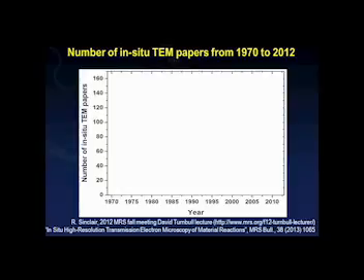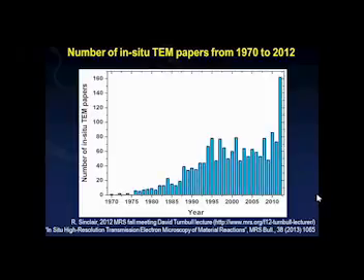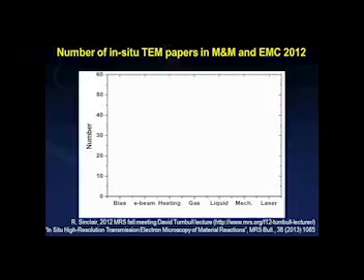So I would like to start off with this slide that shows the number of in-situ TEM papers published from 1970 to the year 2012. As you can see, when the field first started in the 1970s or so, there were relatively fewer than 5 papers published each year. But you can see that there's a leapfrog in the number of in-situ TEM publications, especially in the year 2012. In the same year, 2012, there were 2 major electron microscopy conferences that were held, namely the Microscopy and Microanalysis Meeting, as well as the European Microscopy Congress.